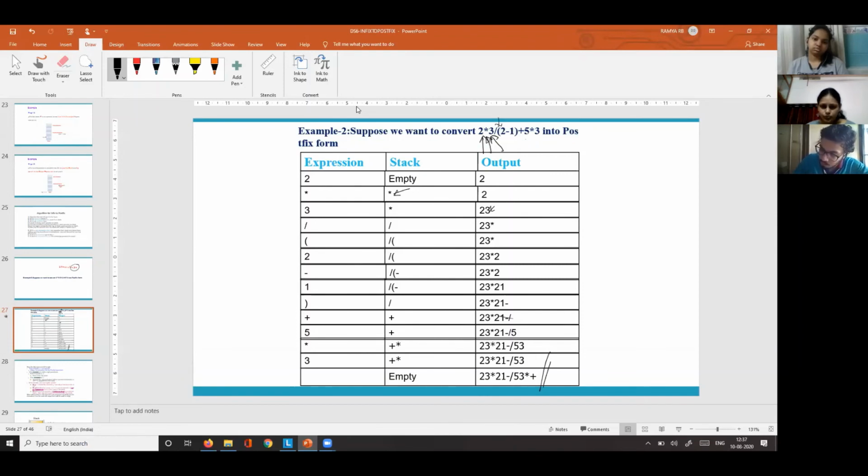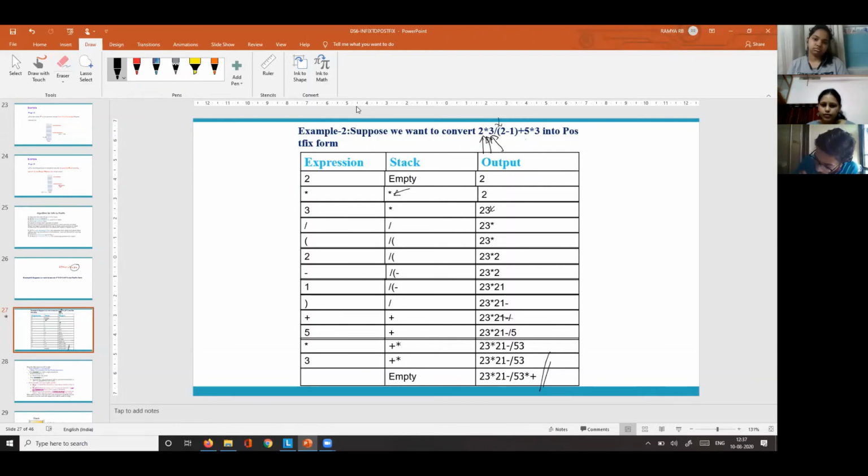Next is multiplication. We again have a problem. Outside there is multiplication and inside there is plus. Plus has no problem, since plus is of lower priority. So you can bring multiplication inside along with plus. So plus and multiplication. Then you have 3. So 3 will go into the output expression.